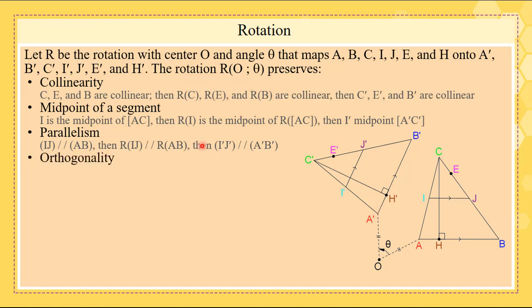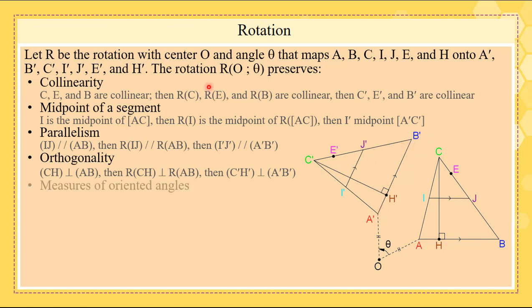Now also rotation preserves orthogonality. Here we have that CH is perpendicular to the straight line AB. Then R of CH is still perpendicular to R of AB. Then we can deduce that the straight line C prime H prime is perpendicular to the straight line A prime B prime. Now rotation preserves the measures of the oriented angles. Now since here the rotation of the segment AB is equal to the segment A prime B prime, and the rotation of the segment AC is equal to the segment A prime C prime, the angle between AB vector and AC vector is still equal to the angle between A prime B prime vector and A prime C prime vector.